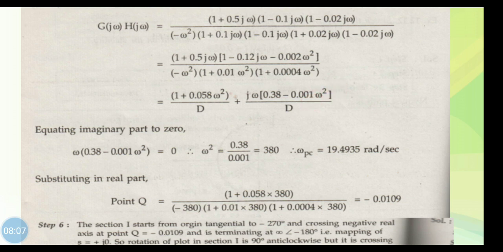So equating the imaginary part to 0. This is the imaginary part: ω(0.38 − 0.001ω²) is equal to 0. Therefore, ω² will be equal to 0.38 divided by 0.001. So, ω² is how much? 0.38 divided by 0.001, which comes to be 380.